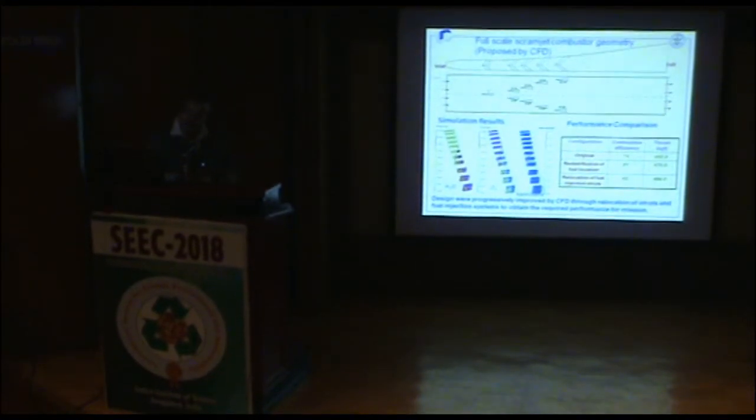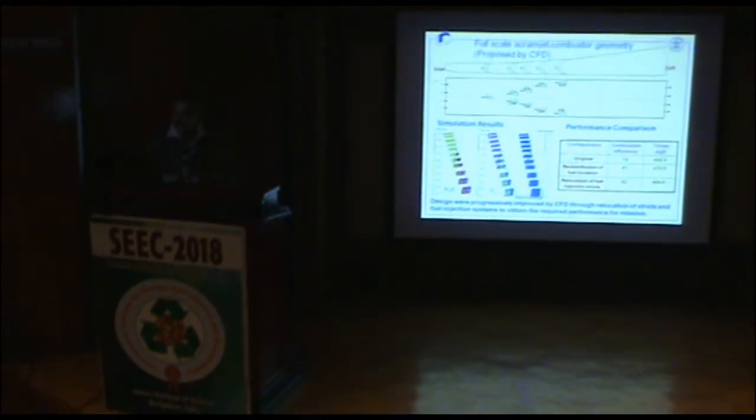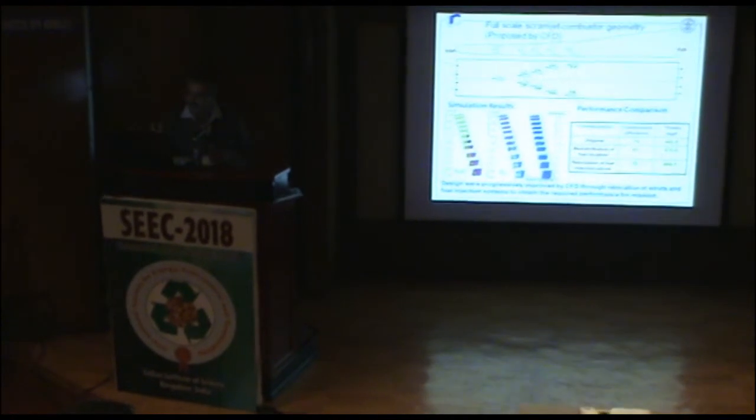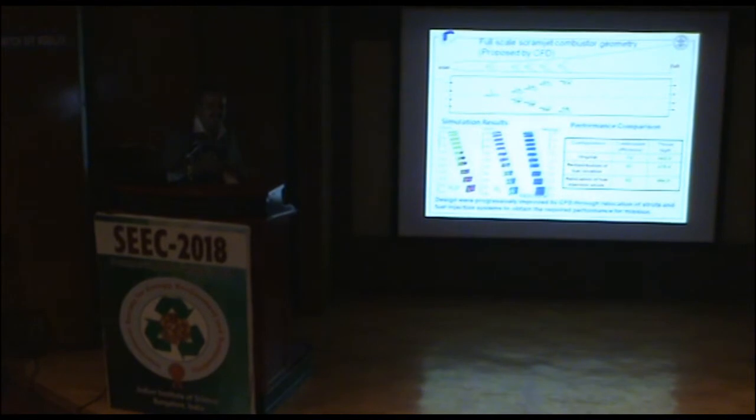Similarly, we did the optimization of that geometry with CFD, and first started with 74% combustion efficiency. Then again we redistributed the fuel locations, because the advantage is that we can see the total flow field, where there is oxidizer and where there is fuel. By looking at that distribution, we can always change those positions and get better performance. Nearly 82% combustion efficiency and 500 kg thrust we have got.